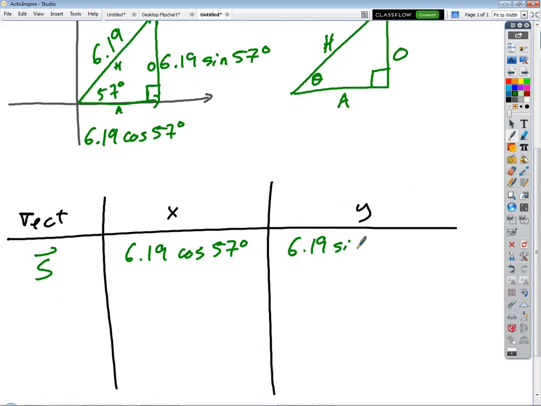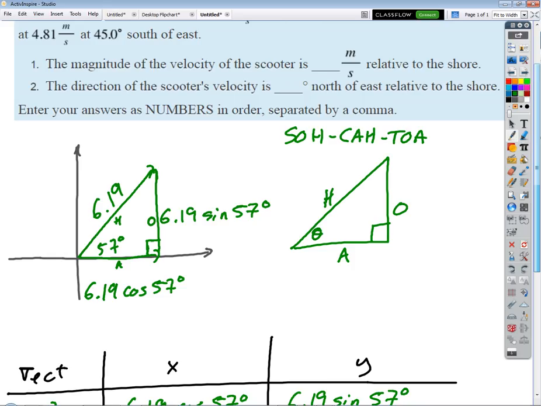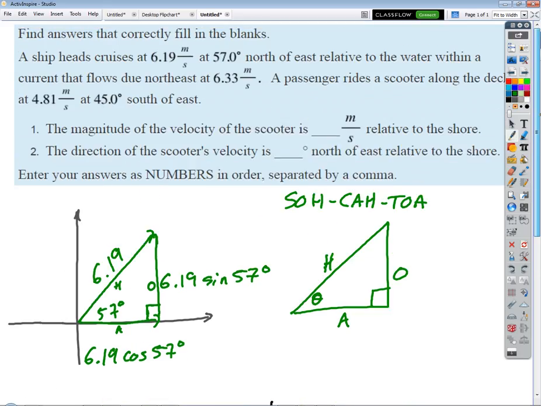Oh, sorry. Does that make sense? That's all right. Okay, so there's the ship. Now let's go back and deal with another part of this.